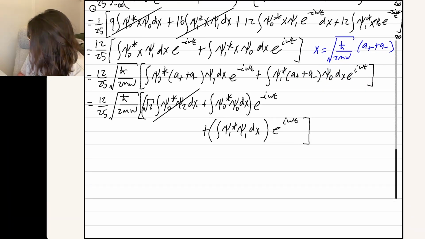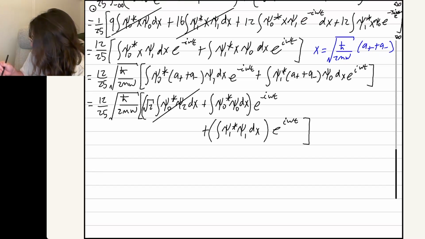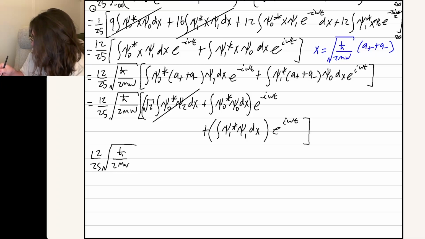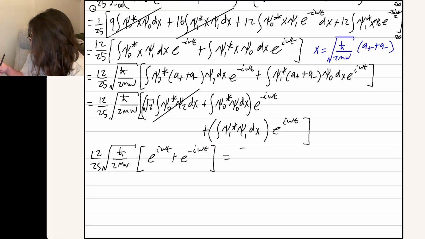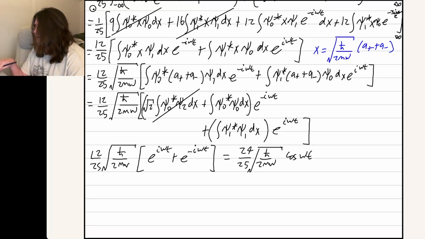So we just have 12 over 25 root h bar over 2m omega times e to the I omega t plus e to the minus I omega t. And again, we can use the definition of the cosine function to turn this into a cosine. And that is pretty nifty.